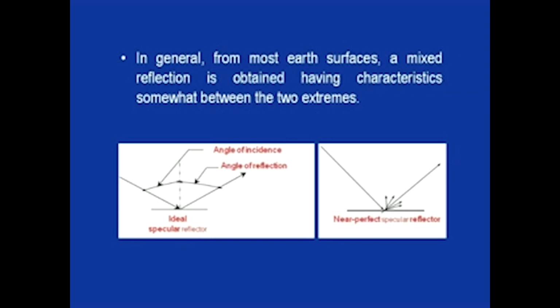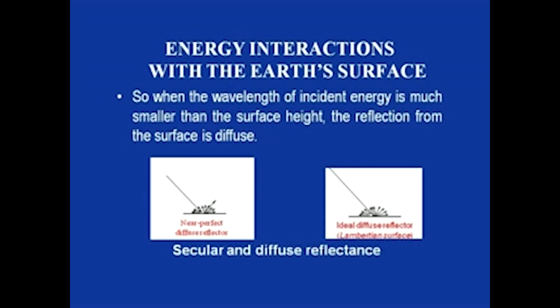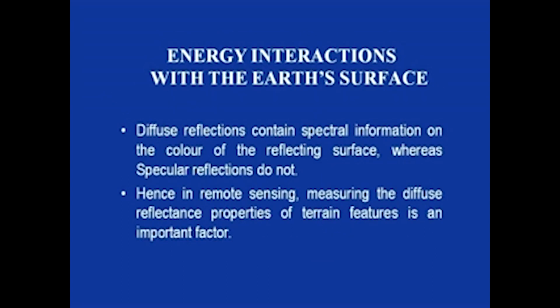So, when the wavelength of incident energy is much smaller than the surface height, the reflection from the surface is diffuse. Diffuse reflections contain spectral information on the color of the reflecting surface, whereas specular reflections do not. Hence, in remote sensing, measuring the diffuse reflectance properties of terrain features is an important factor.